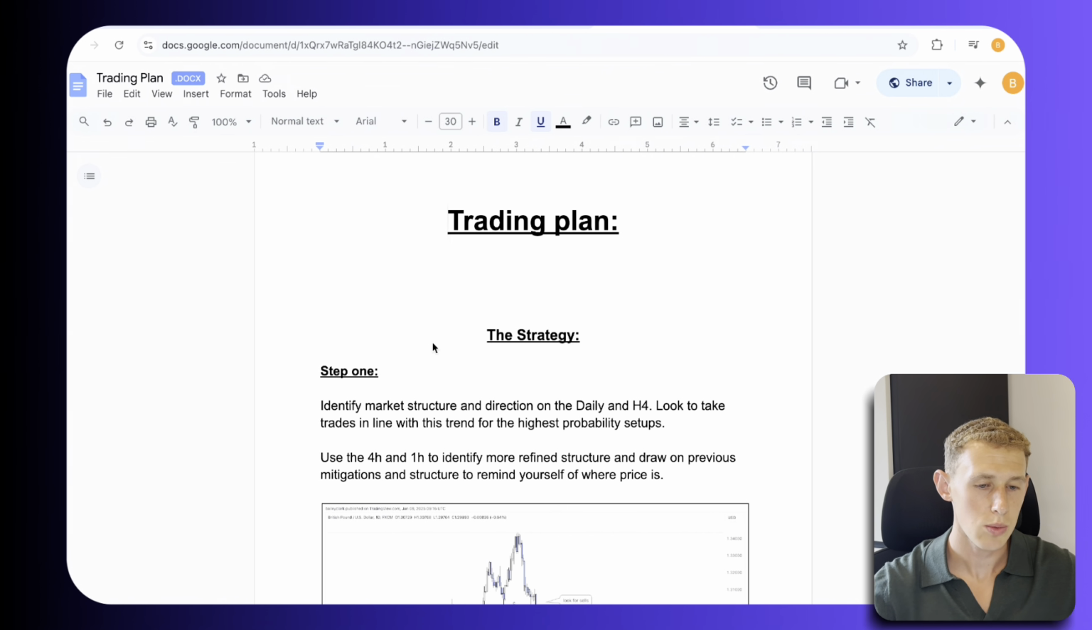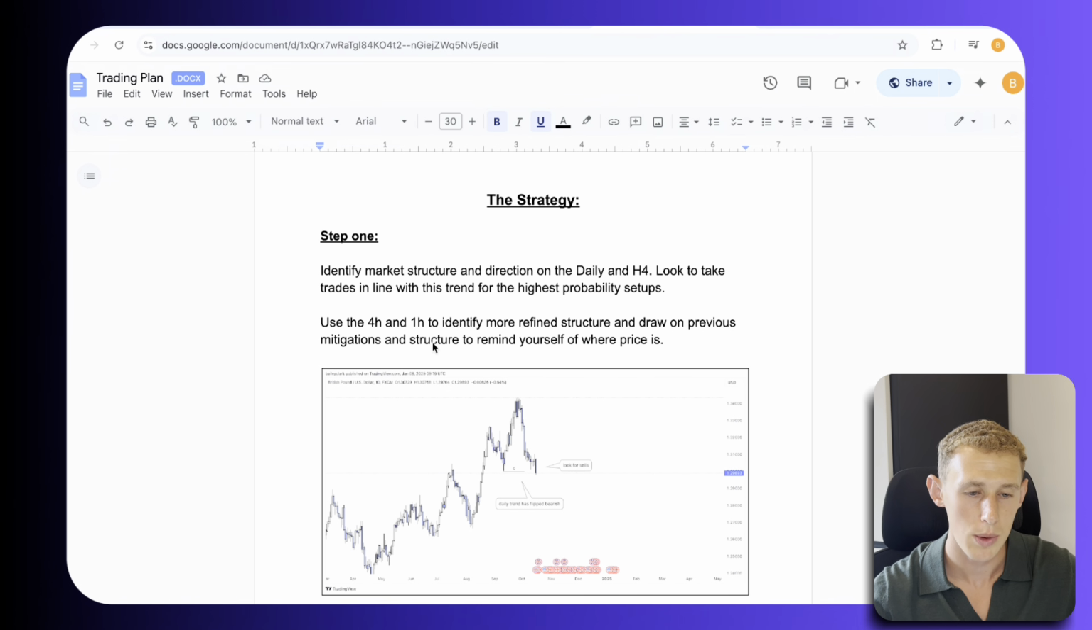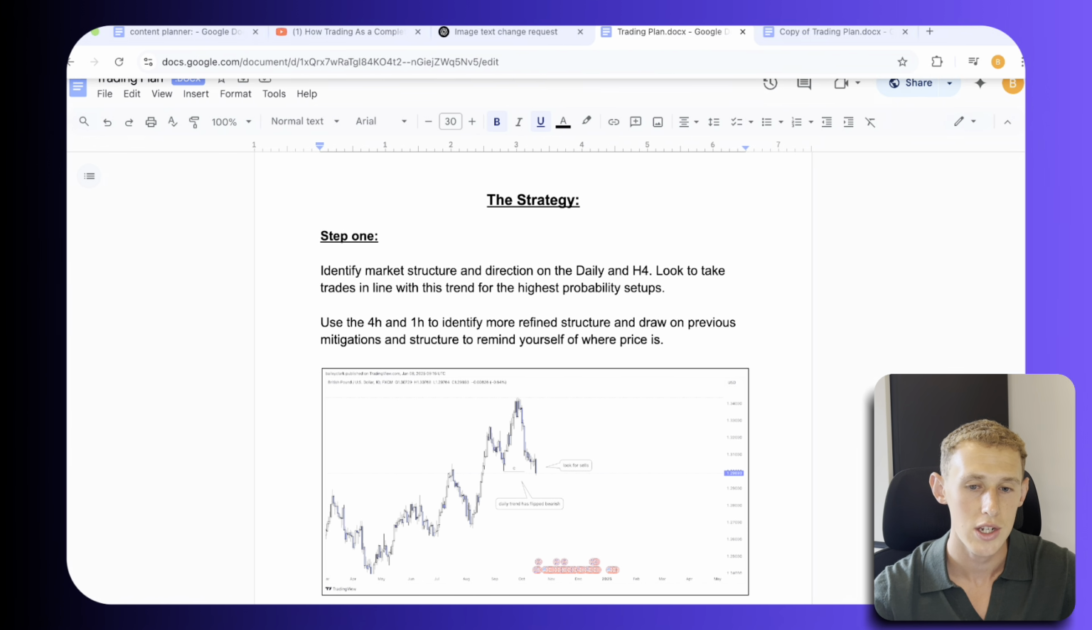First things first, let's walk through the actual technical aspect of the strategy before we go into more details about the risk management and some of the more nuanced parts of the system as well. So first of all, and step one, what we're simply doing is we're going to identify market structure and direction on daily and 4 hour. Now, in order to show you and explain this system the best, I'm going to go over to the charts and we're going to go through a live example.